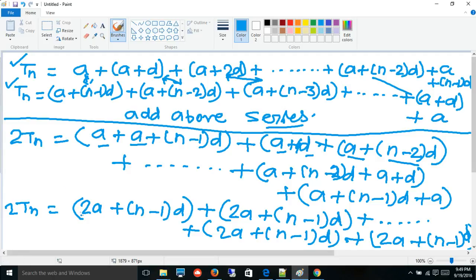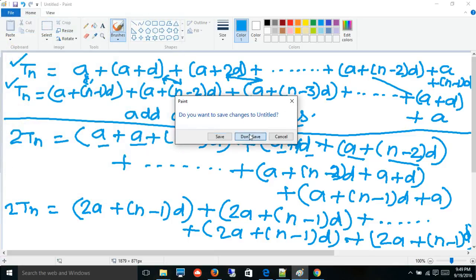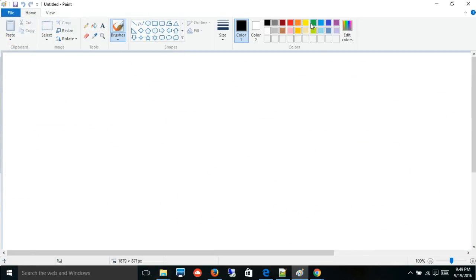So ultimately what we are getting everywhere is 2a plus (n minus 1) into d, 2a plus (n minus 1) into d, and so on till n. So if you remember, if you are having some series like 1 plus 1 plus 1 plus 1 plus and so on, 20 times.